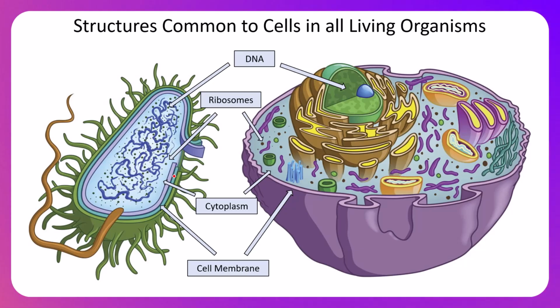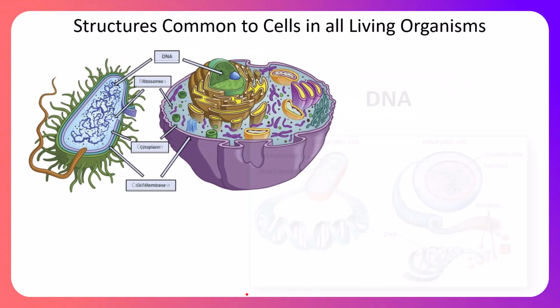Now, within prokaryotic cells, there are structures that are outside of the membrane, like a cell wall and potentially a capsule. In eukaryotic cells, the cell membrane can be the outermost layer in the case of an animal cell, but they can also include a cell wall in the case of a plant cell. So DNA, ribosomes, cytoplasm, and cell membranes are the four structures that are common to cells of all living organisms.